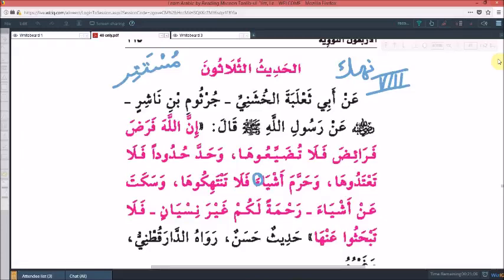Mustatir. Okay. Wasakata, meaning he was quiet. Sakata, he was quiet. He was silent. That's why you tell someone uskut, meaning shut up, be quiet. Right? Be quiet.